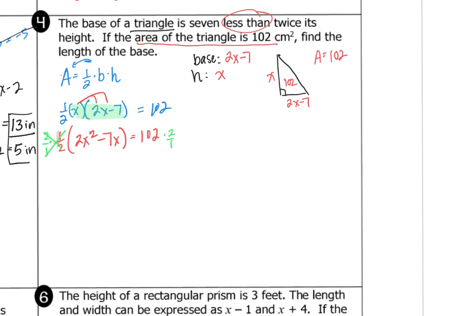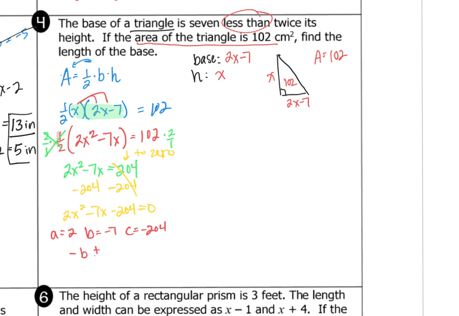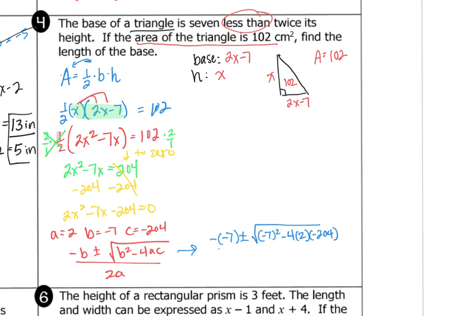And I'm going to use the quadratic formula. So I'm going to label my a, b, and c. A is 2, b is negative 7, and c is negative 204. So my quadratic formula, if you remember, is negative b plus or minus the square root of b squared minus 4ac, all over 2a. So when we plug all this into the formula, we're going to get negative negative 7 plus or minus the square root of negative 7 squared minus 4 times 2 for a times negative 204 for c, all being divided by 2 times a, which is 2.